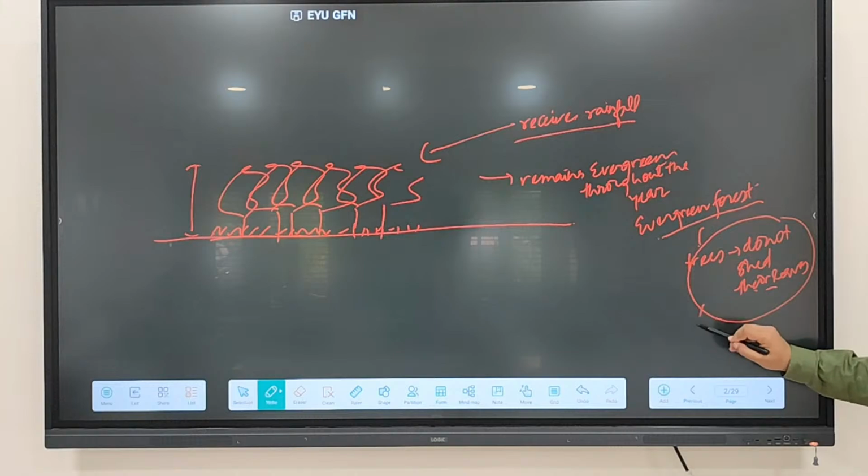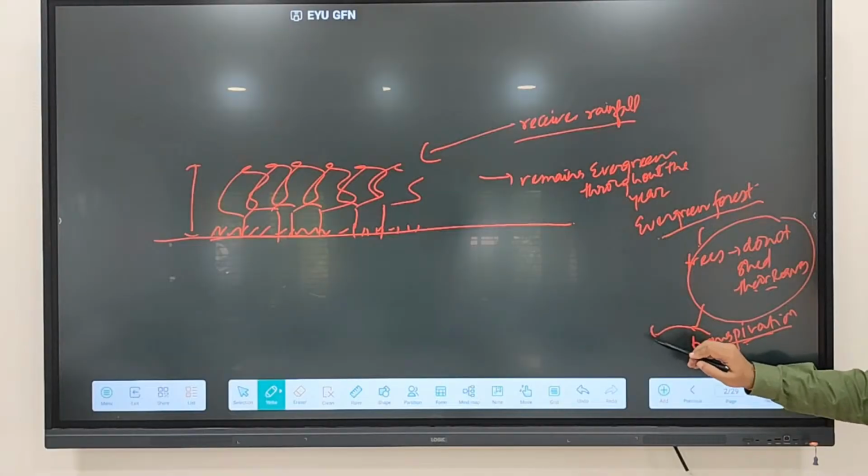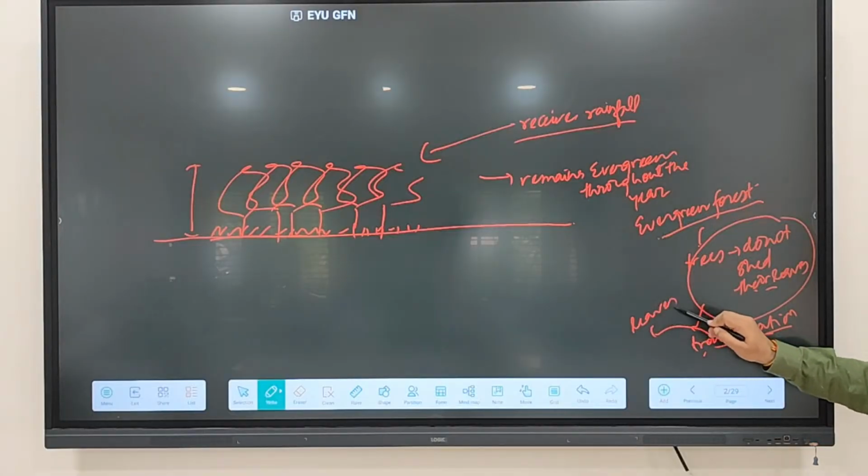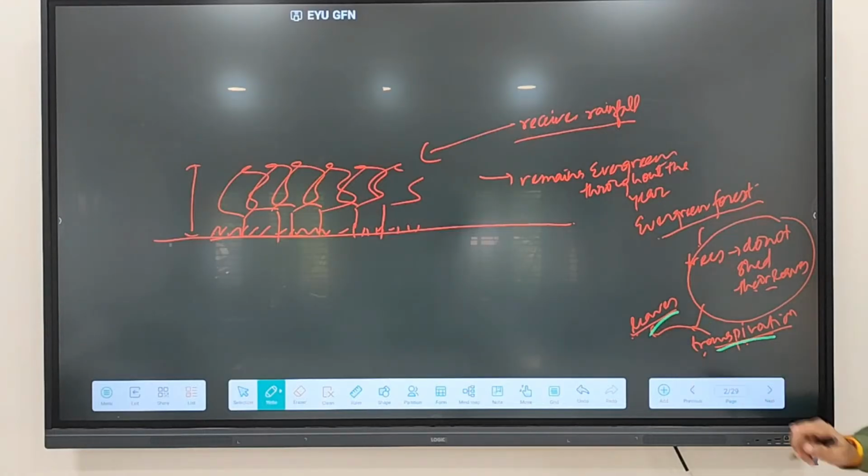Yeah, to reduce the transpiration. Remember we discussed that the tree loses water through transpiration. Remember evaporation, transpiration we discussed. This transpiration occurs through the leaves, when the stomata of the leaves lose the water.